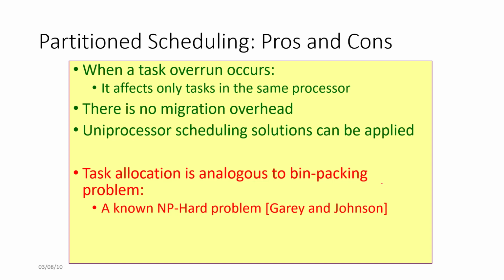So what are the pros and cons of partition scheduling? When there is a task overrun, it will affect only tasks in the same processor. So if, let's say, it misses its deadline, so it just overruns, the same processor will be affected, in the sense the failure will be contained. There is no migration overhead. Given the fact that we have a static mapping, if load balancing is somehow done well, uniprocessor scheduling solutions can be applied and at least they will give us an optimal allocation. So here task allocation, which is analogous to the bin packing problem, is the key thing to be solved. It's a known NP hard problem. The rest is easy.